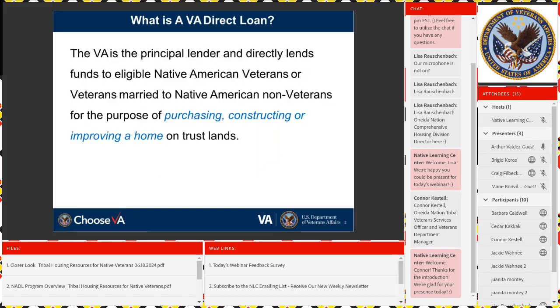Again, the VA is a principal lender and directly lends funds to eligible Native American veterans or a veteran that's married to a Native American and non-veteran for the purpose of purchasing, constructing, or improving a home on trust land. Again, it has to be on federal trust land.